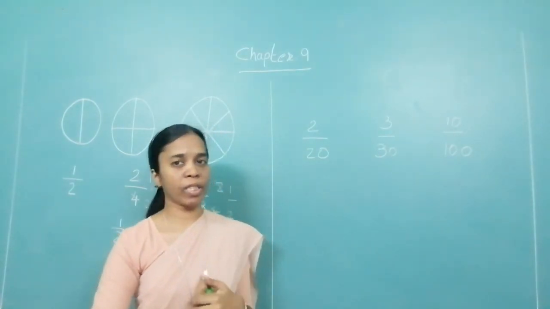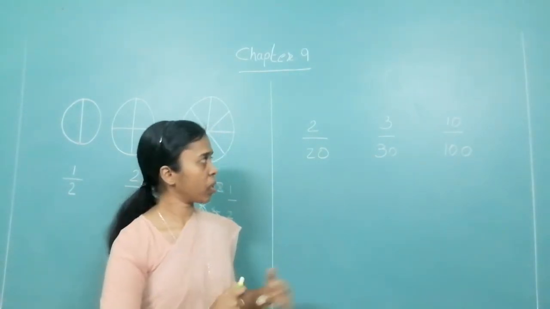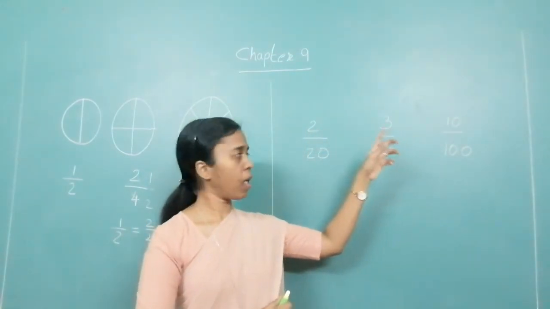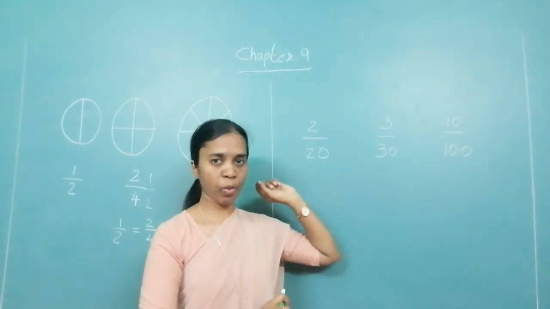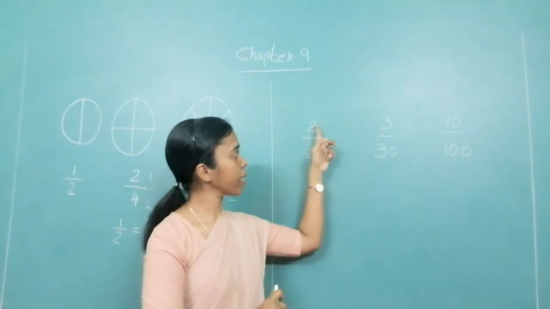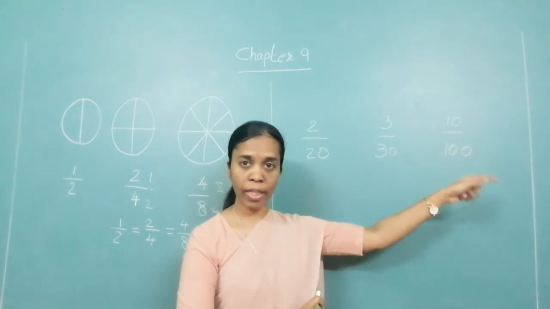Now, we have to see whether this is a direct proportion. How do we check whether this is a direct proportion? First, look at the numerators. Are the numerators increasing? What do we have in the numerators? Number of notebooks. Are they increasing? Yes. 2 to 3, 3 to 10. They are increasing.